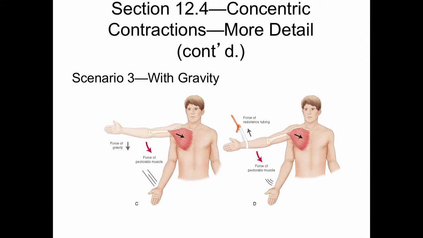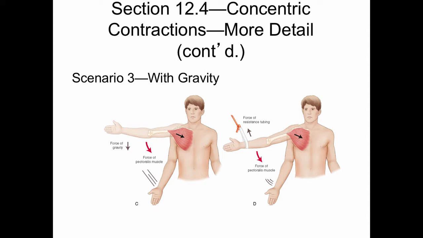Figure C here shows the arm adducting at the shoulder joint. This is a downward motion. Does any muscle need to concentrically contract to create this motion? No. There are no muscles that need to concentrically contract to create this motion. The arm can be adducted with the use of gravity.